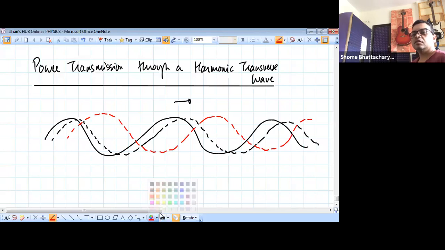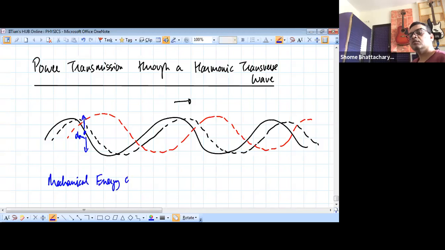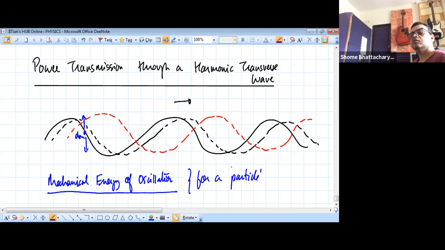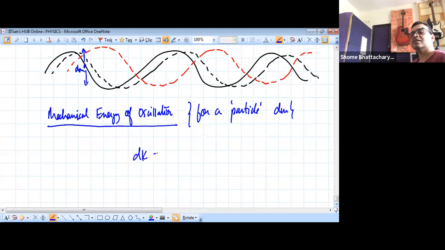So you can see that any medium particle, dm, is undergoing an oscillation up and down like this. So the mechanical energy of oscillation for a particle of mass dm on the string is such that its kinetic energy, the instantaneous kinetic energy, is half dm into particle velocity squared. So that is half dm into (∂y/∂t)².